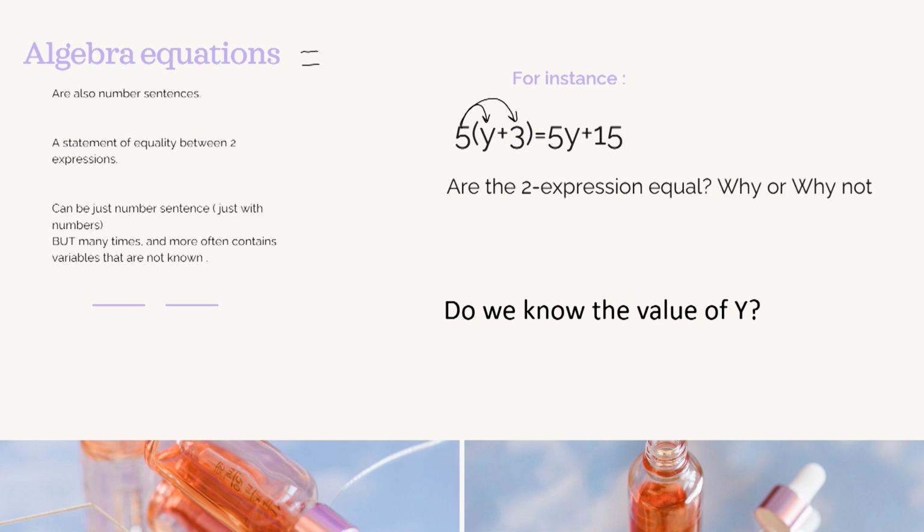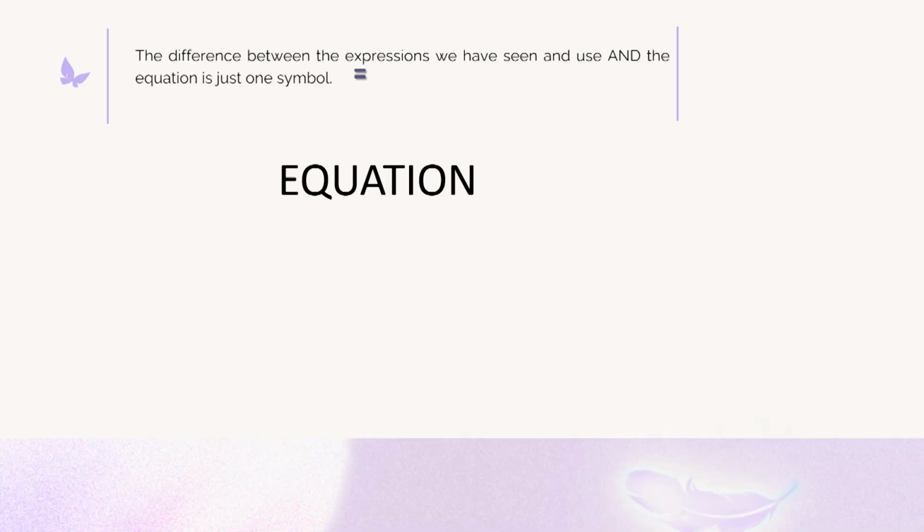So I've got 5 times y would be 5y. 5 times a positive 3 would be 15. Well, I just rewrote what was on the right side of my equation. So are these two expressions equal? Yes, they are. Why? Well, I just proved them. Okay, do we know what the value of y is? No, at this point, we don't know what the value of y is. So we're just going to leave that there at the moment. They're equal. 5y plus 15 does equal 5y plus 15. Let's go and see what we got.